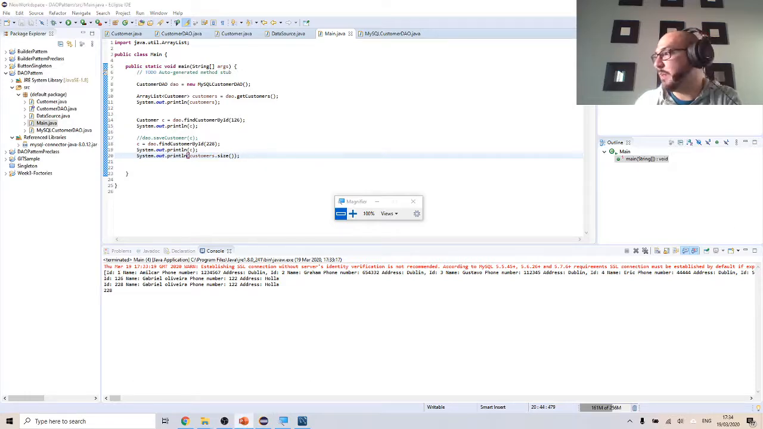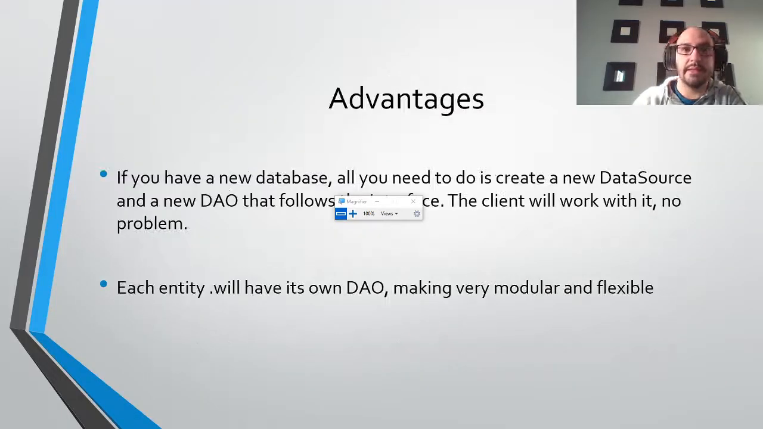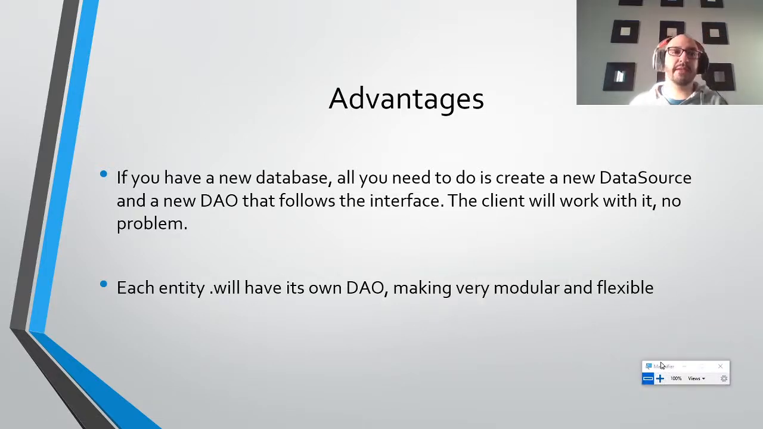Brilliant. So let's go back to the slides. And I just want to discuss a few final things. The first thing is advantages of this. Advantages of the data access object method is if you have a new database, all you need to do is to create a new data source and a new DAO that follows the same interface.